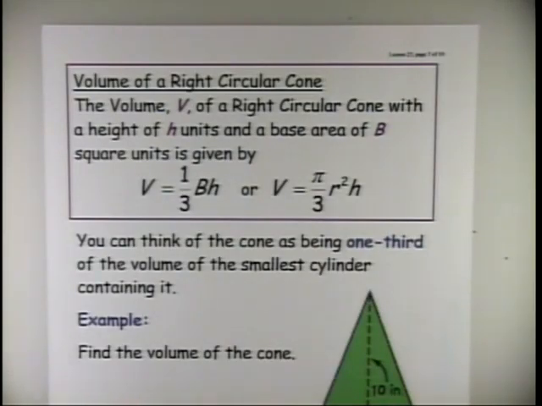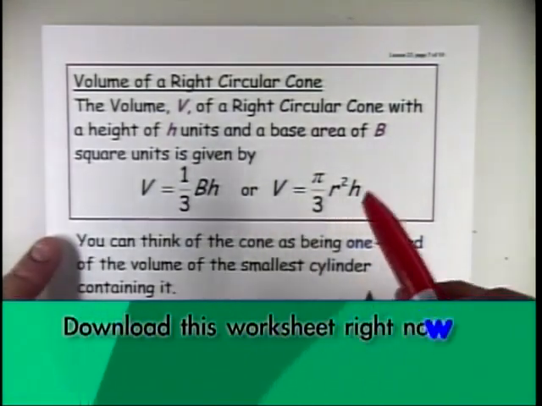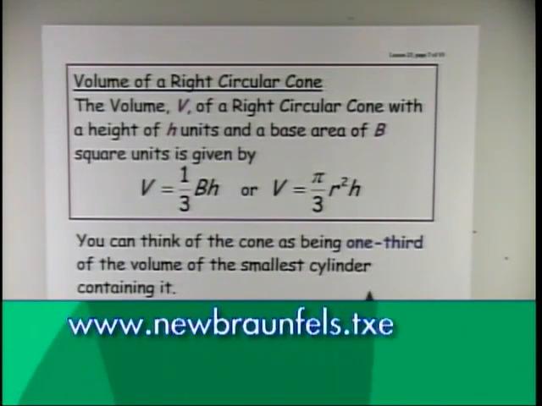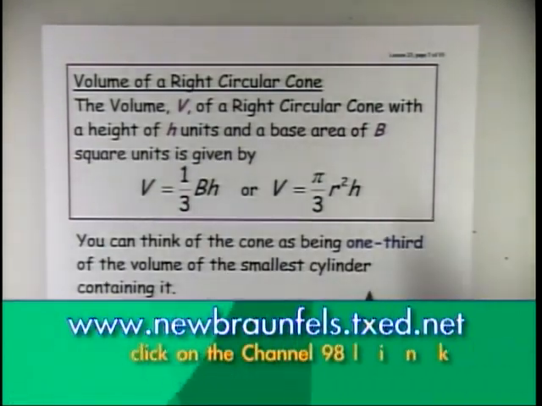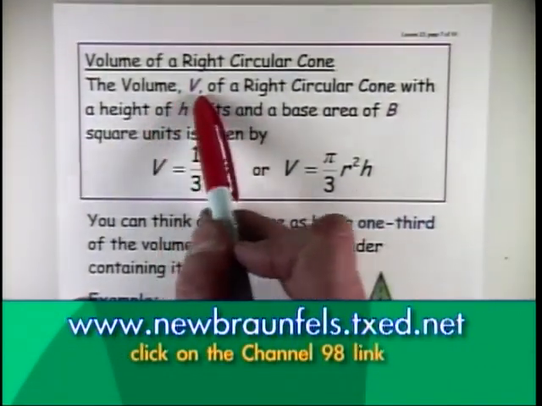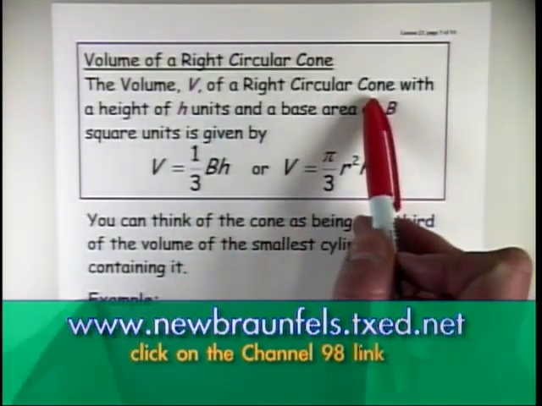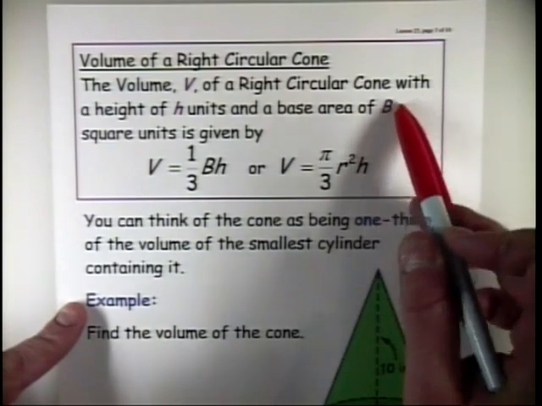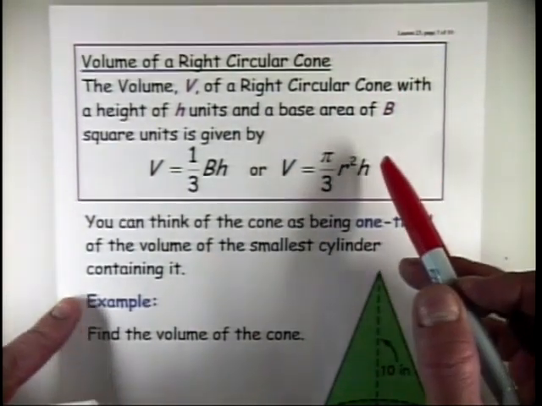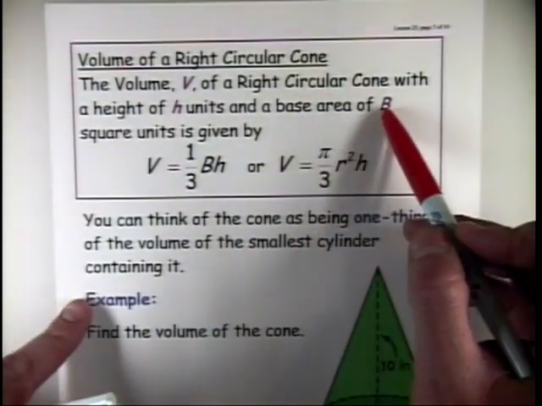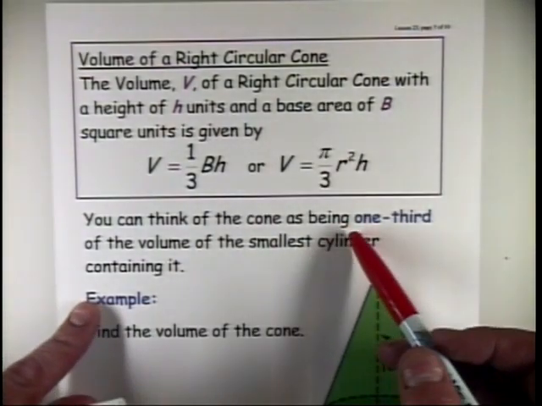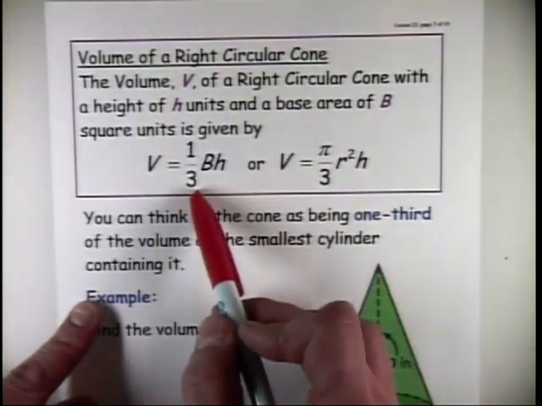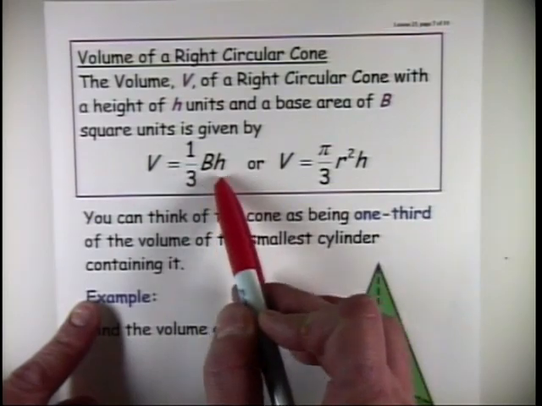All right, time for right circular cones. We can find the volume of them as well, not just the surface area. It's going to require, again, another equation. So here we go. The volume V of a right circular cone with a height of h units and a base area of B. So again, capital B is standing not for a length of anything, but for an actual quantity that we have to find separately. It's given by one third B times h.